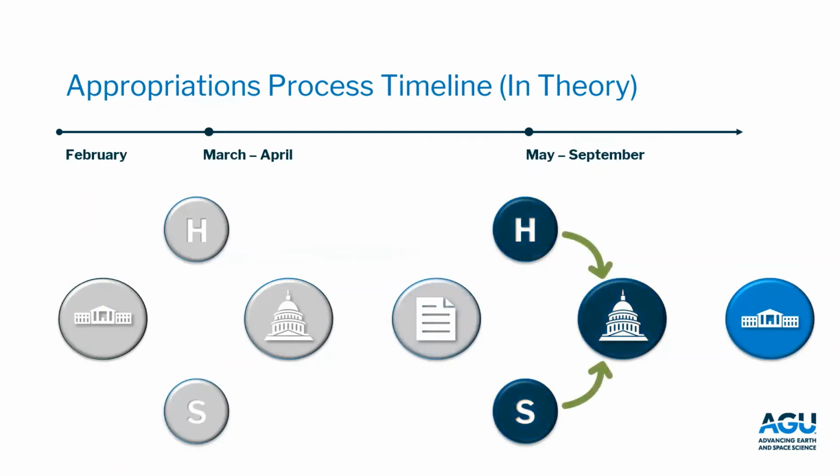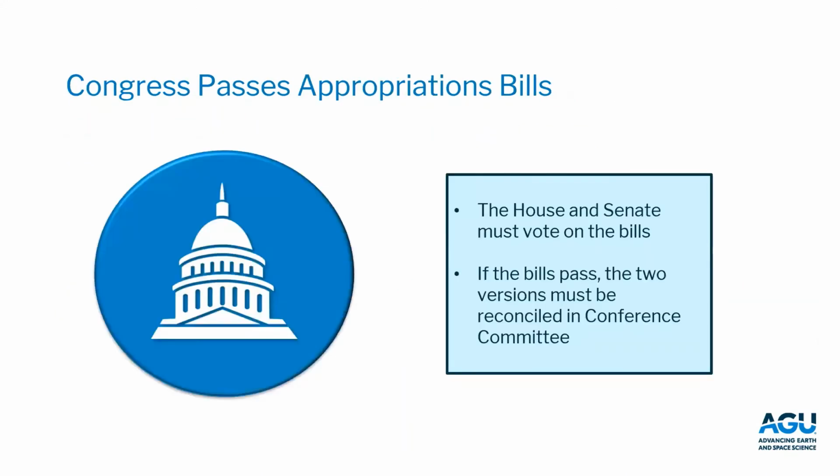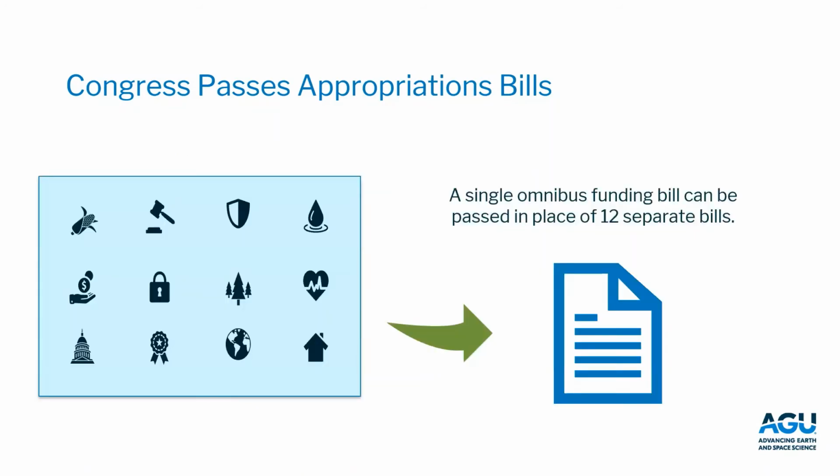After the appropriations committees amend and pass the bills, they move to the floor of the House and the Senate for a full vote in each respective chamber. Both chambers of Congress must vote on and pass the 12 appropriations bills. If the bills pass, the two versions must then be reconciled in conference committee. Congress often passes a single omnibus bill instead of 12 separate pieces of legislation. Another way they can be passed is through smaller package bills known as minibuses.